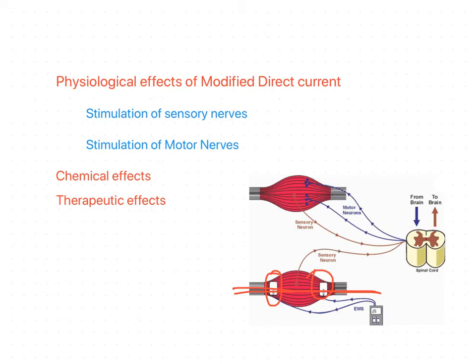stabbing or burning sensation. Okay, so there is a reflex dilatation of the superficial blood vessels and consequent erythema of the skin during the stimulation of sensory nerves. So what kind of sensation occurs because of stimulation of sensory nerves? One is the stabbing or burning sensation. Okay.